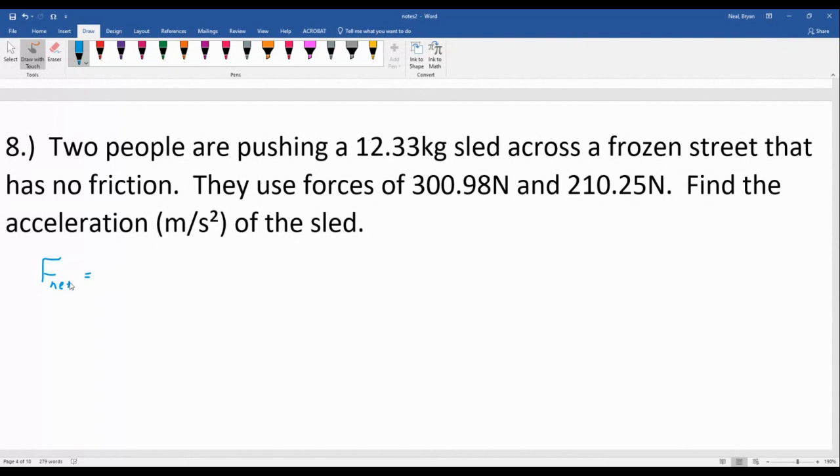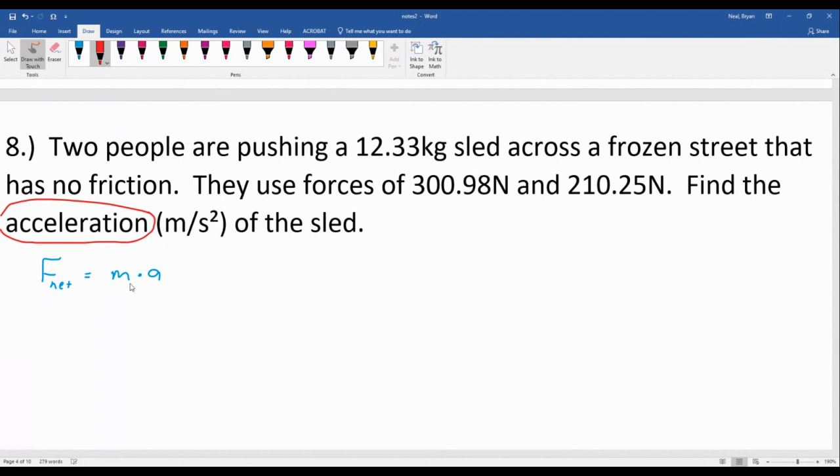The one we're interested in right now says the net force acting on an object is equal to the mass of the object multiplied by the acceleration. Now, in this case, we are looking for the acceleration.